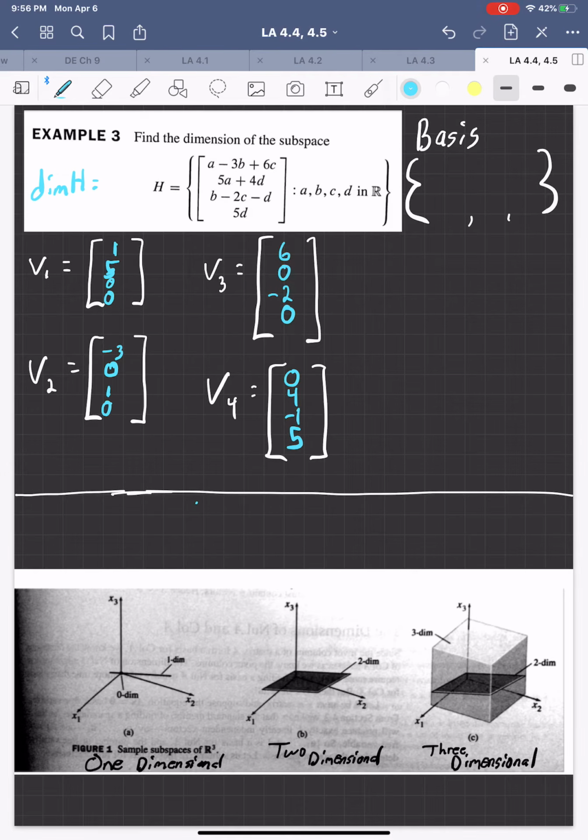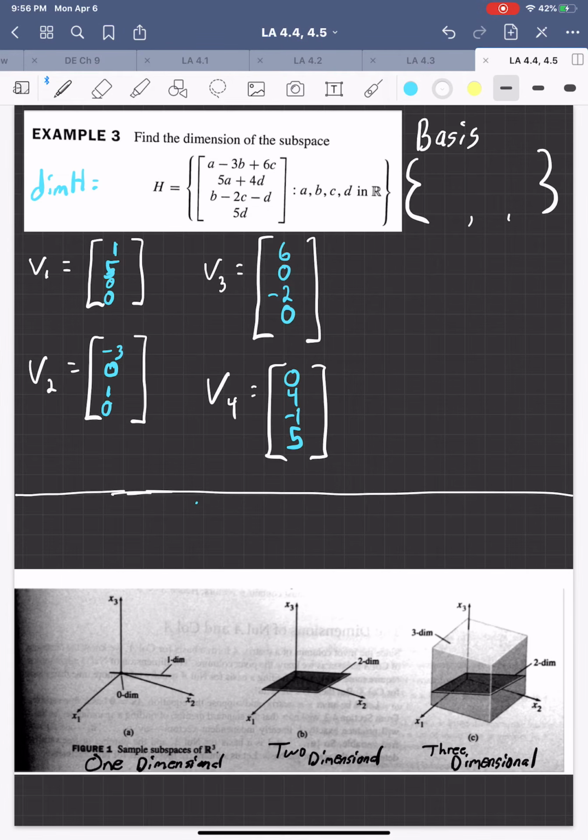Now, hold on for 1 second, because although I'm leaning towards saying that the dimension of H is 4, right? Four dimensional, we don't really know that yet, because we have to make sure that each of these vectors are linearly independent. So how do I do that?